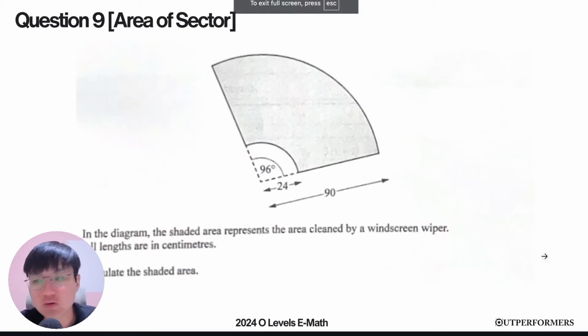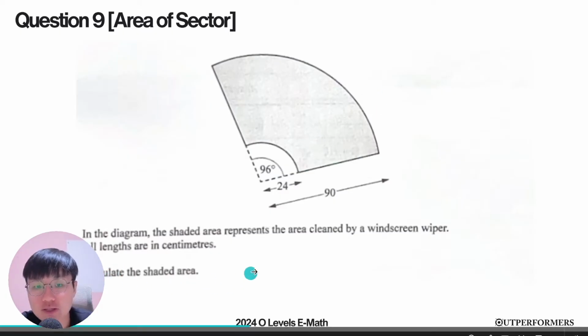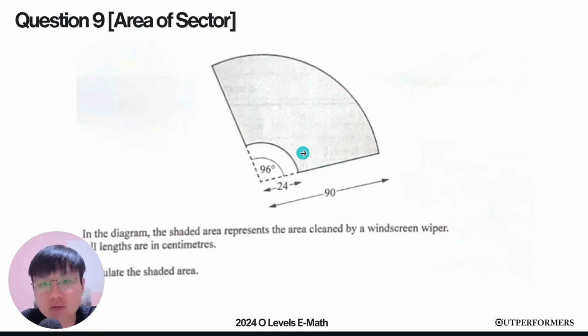Let's move on to question 9 on area of sector. Right, so in the diagram, the shaded area represents the area claimed by a windscreen wiper, and all lengths are in centimeters. Okay, so the shaded area is over here. Calculate the shaded area. So as you look at this diagram, take a look at what is given to you first. We have this big sector here, and I hope you also notice this small sector over here.